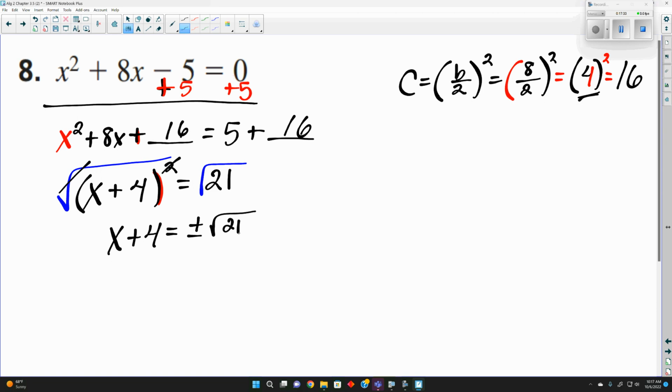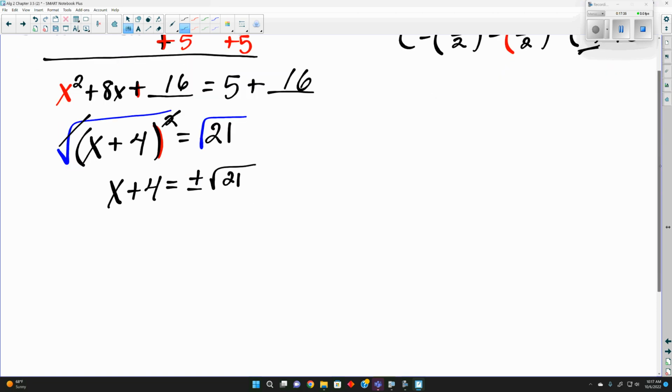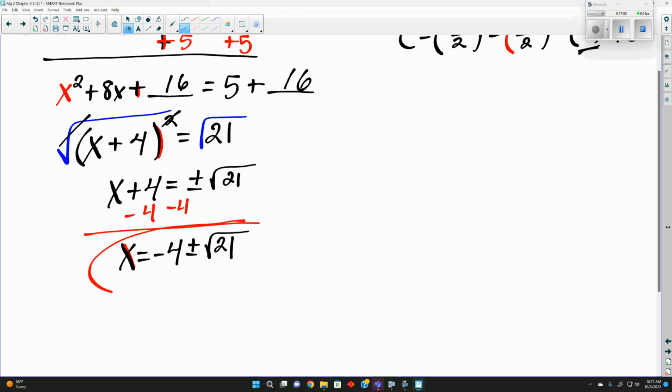What do we need to do next? We need to minus 4 to get x by itself, which tells me that x is equal to negative 4 plus or minus the square root of 21. And that's the answer. Because the square root of 21 is not a nice number we can add negative 4 to or subtract negative 4 from, we have to approximate it as a decimal. That's it. That's the answer.